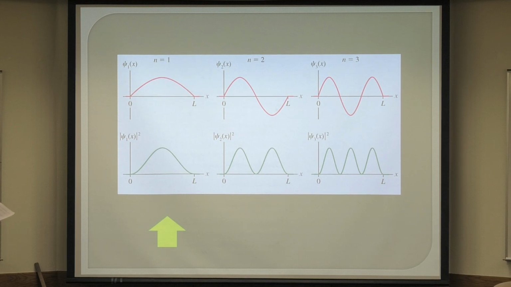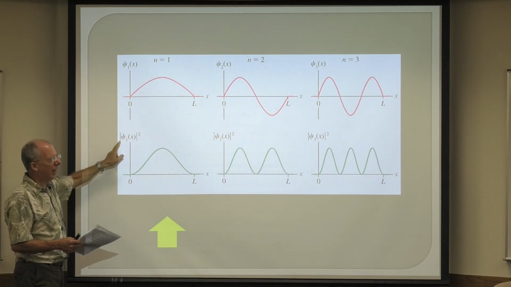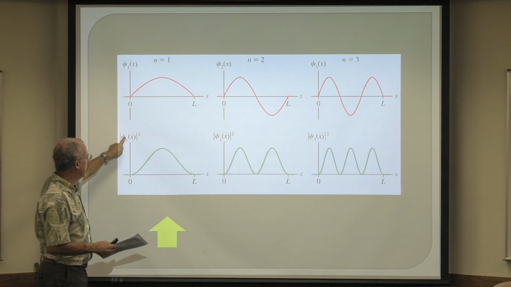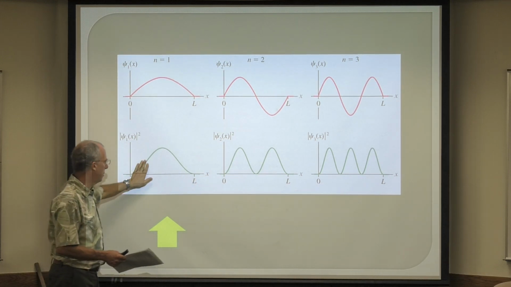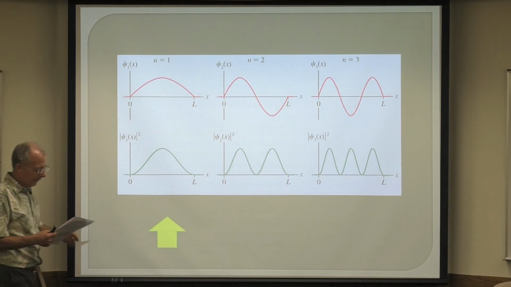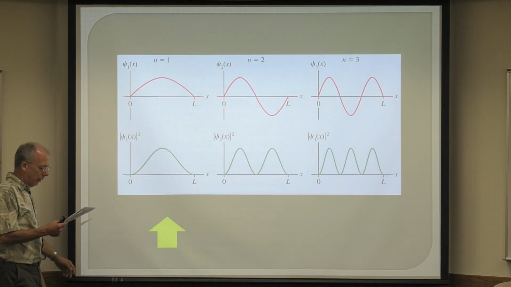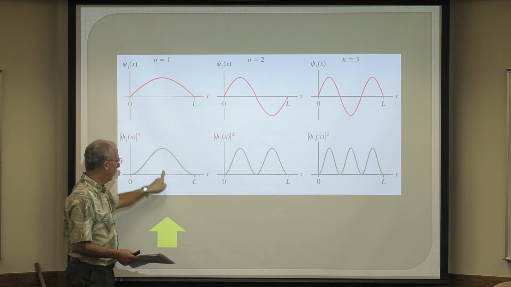Okay, let's consider this one. Again, remember, this is the probability density, P(x), because P(x), probability per length, multiplied by length is probability, which is the area under the curve, which is just a number. Okay, so look at this graph. Where's the particle most likely to be found? Well, it's kind of obvious, right there at L over 2.